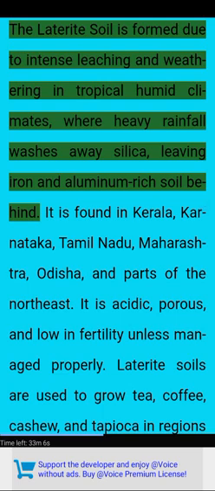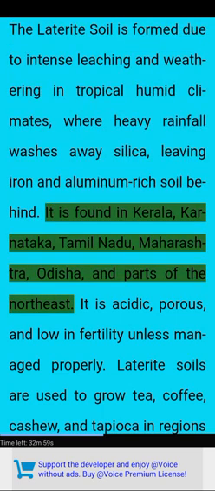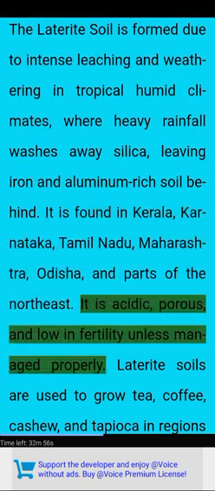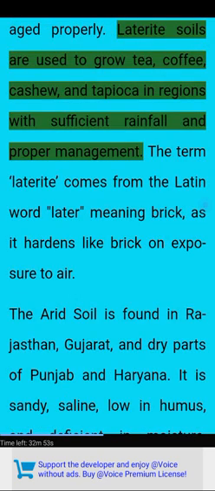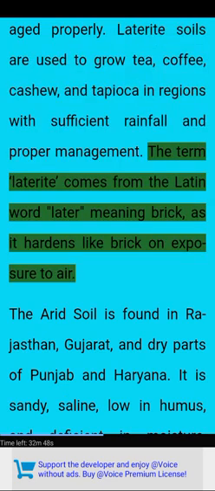The laterite soil is formed due to intense leaching and weathering in tropical humid climates, where heavy rainfall washes away silica, leaving iron and aluminum-rich soil behind. It is found in Kerala, Karnataka, Tamil Nadu, Maharashtra, Odisha, and parts of the northeast. It is acidic, porous, and low in fertility unless managed properly. Laterite soils are used to grow tea, coffee, cashew, and tapioca in regions with sufficient rainfall and proper management. The term laterite comes from the Latin word later, meaning brick, as it hardens like brick on exposure to air.